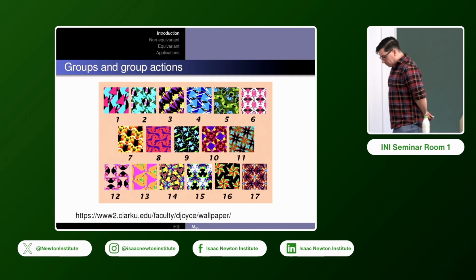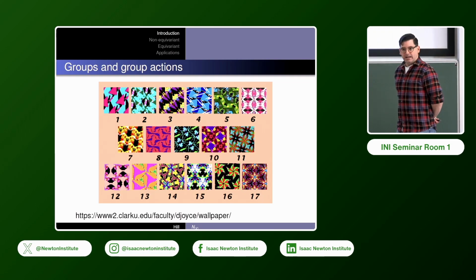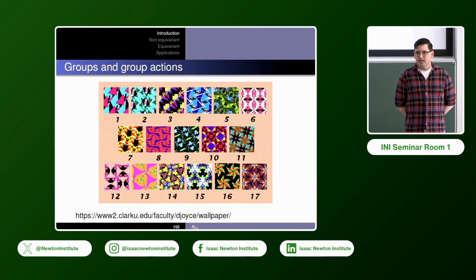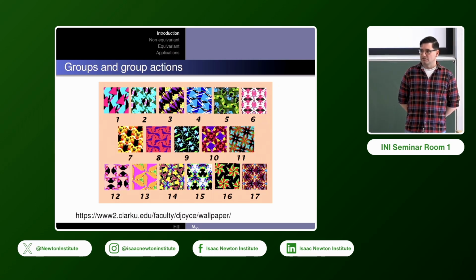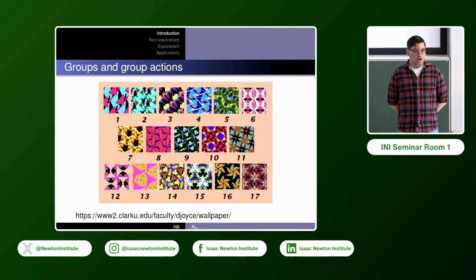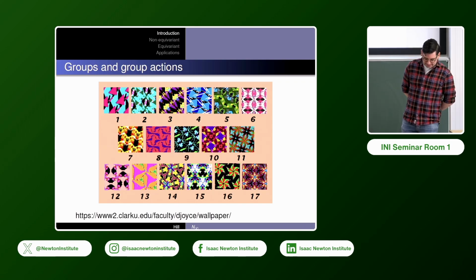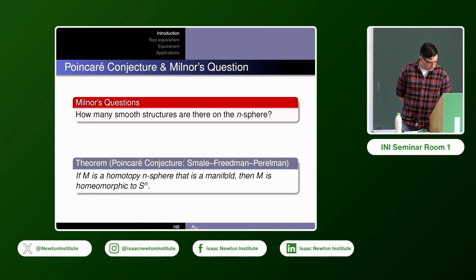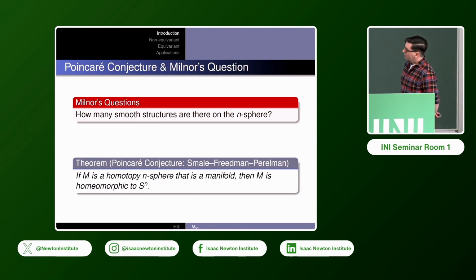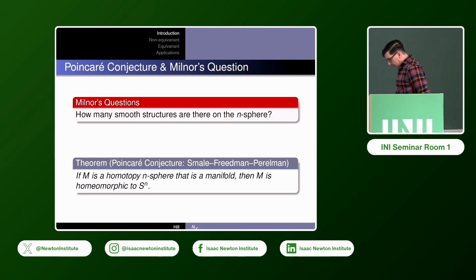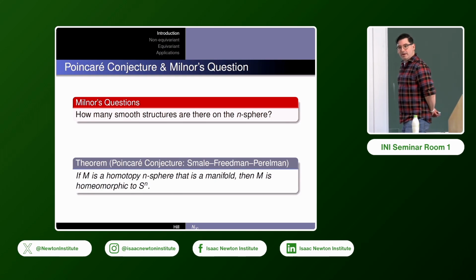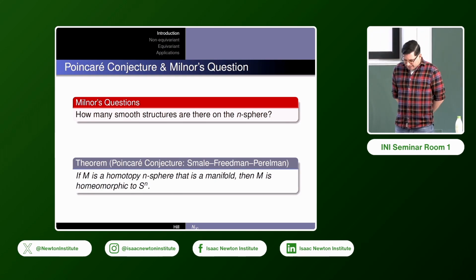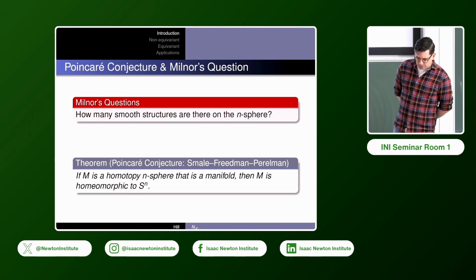And I like to do this because my goal for this class, and actually my goal for this talk, is the ubiquity of group actions in things that might be fairly disparate. In this case, from their perspective, art or tile work, and from our perspective, things like smooth structures on spheres. And so to get into the actual content, I'll start with this question that I'm going to attribute to Milnor for a lot of reasons that I'll get into, namely, how many smooth structures are there on the n-sphere? And you might think this is kind of a surprising question.